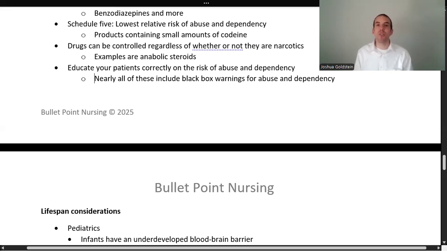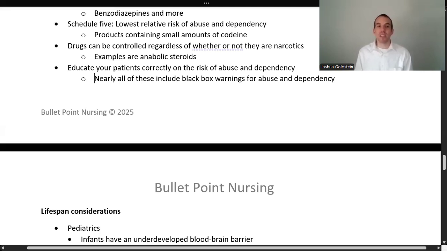Every one of these medications, you need to educate your patient on abuse and dependency. However, if it is appropriately prescribed, please educate your patient: if the doctor ordered this, don't be worried about addiction. Go ahead and take this so that we can get you the relief that this medication is designed to give you. Also, almost every single one of these does have a black box warning for abuse and dependency. I say almost, but I'm pretty sure it's all of them.